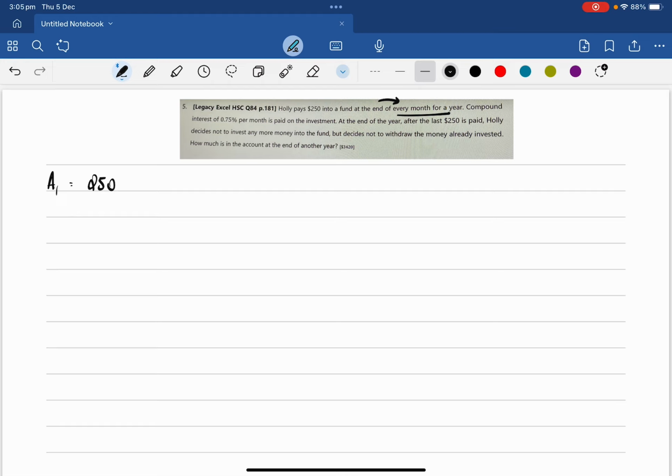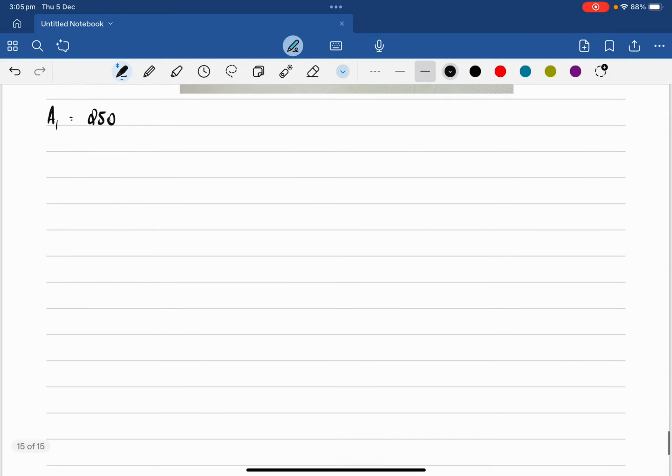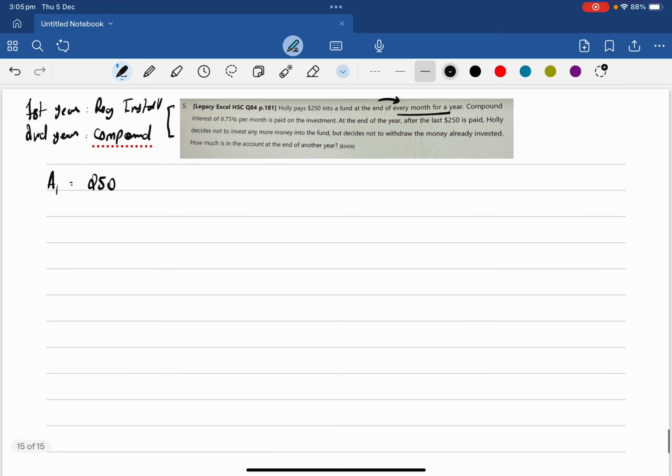Let's go. So first year, regular installments, and then second year, it's just compound interest, I think. So let's approach this question then. At A1, 250 is paid. After that, she does get the interest of 0.75%, and if you convert that to decimal and add 1 to it, it'll be 1.0075, I think.